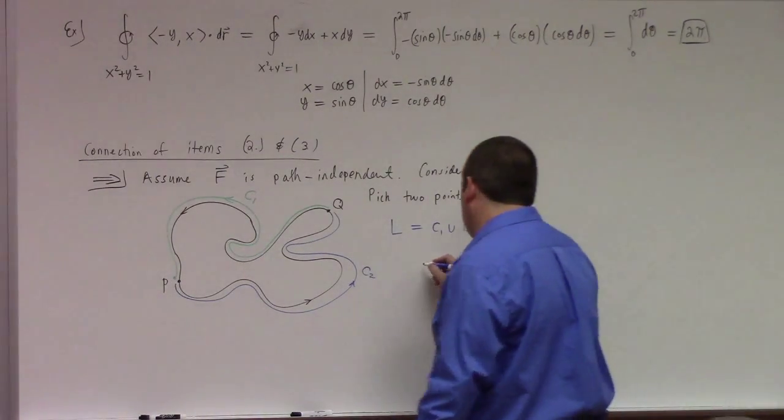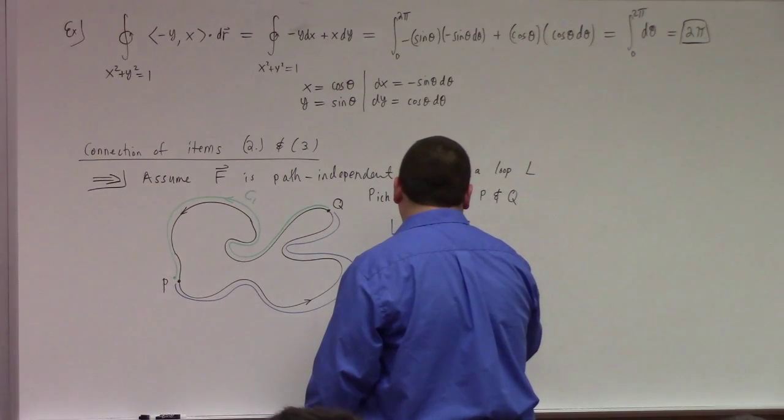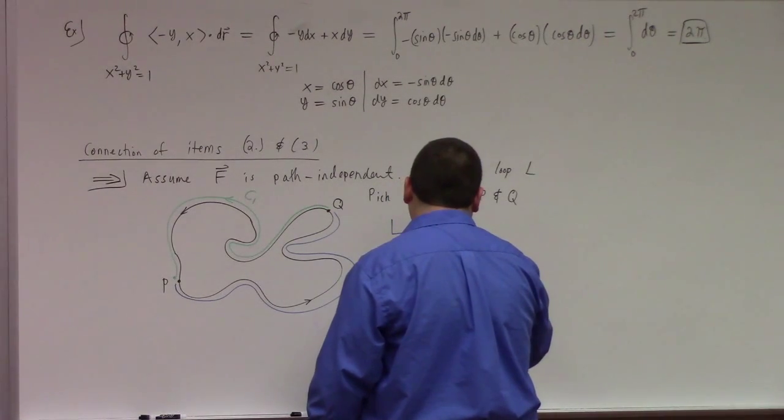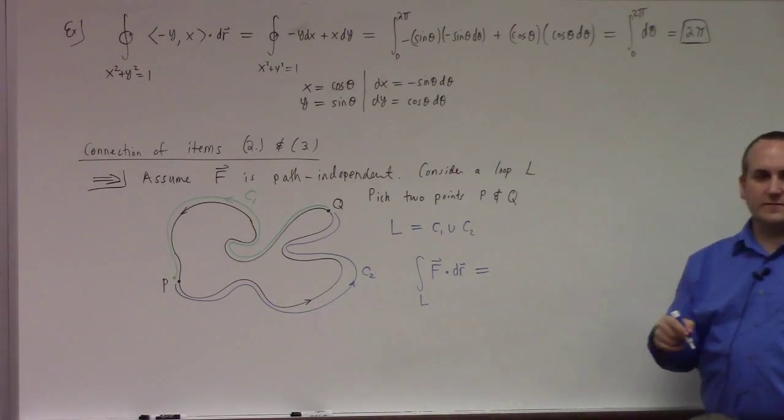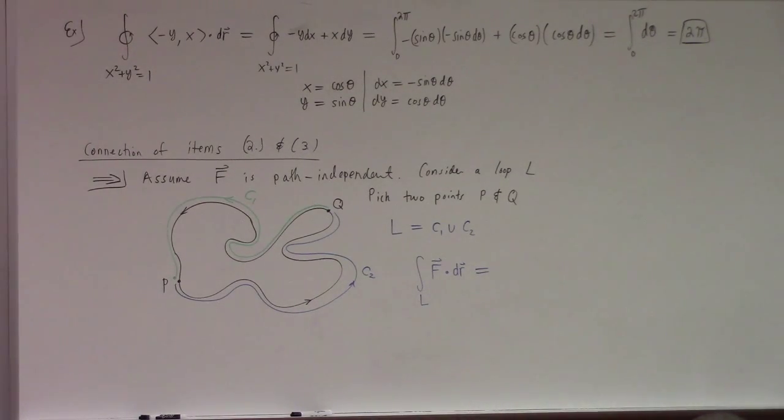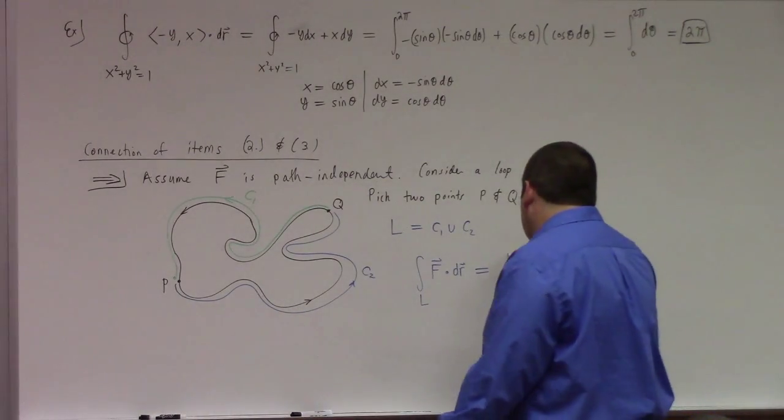You hopefully won't be surprised to hear me tell you that if we integrate the vector field, F dot dr, we calculate the line integral of the vector field along L, we can break that up as the integral along C1 plus the integral along C2. Because the way this integral is constructed, it's additive. So if you take different paths and join them together, the work done by the total path is just the sum of the work done on each subpath. The integral has this additivity.